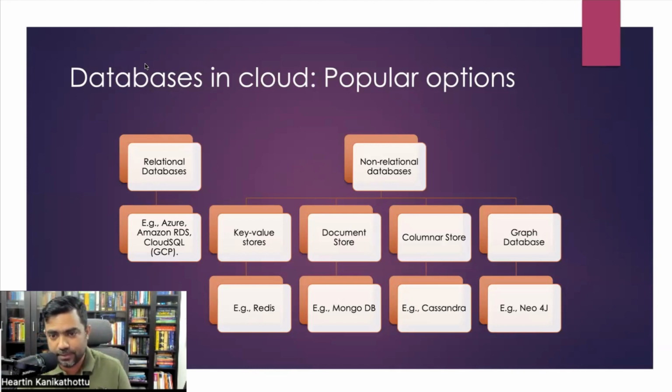Because as architects, whenever you get a database problem, first you will need to decide whether I need to go with a relational database or a non-relational database. And then, if I go with non-relational databases, you will need to decide whether I need to go with a key-value store or document store or columnar store or graph database. And there are many cloud-agnostic ones available, and there are also many options available on the cloud.